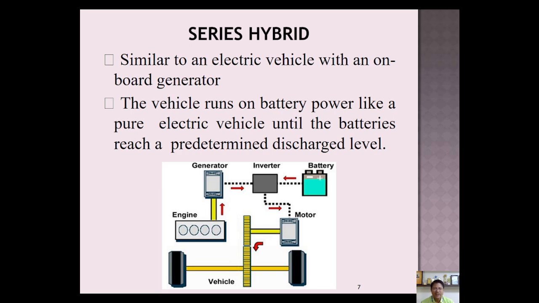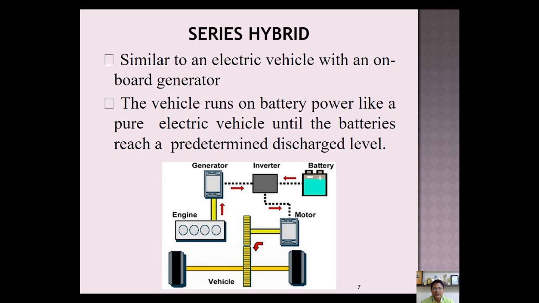Here the engine is not directly connected to the wheel. It is used only to run the generator. So first engine, then generator, then battery, then motor, then drive to the wheel. This is how it is arranged. It is a combination of electric power produced from the engine and also from regeneration, which is stored in the battery. That battery will source the power to the motor.